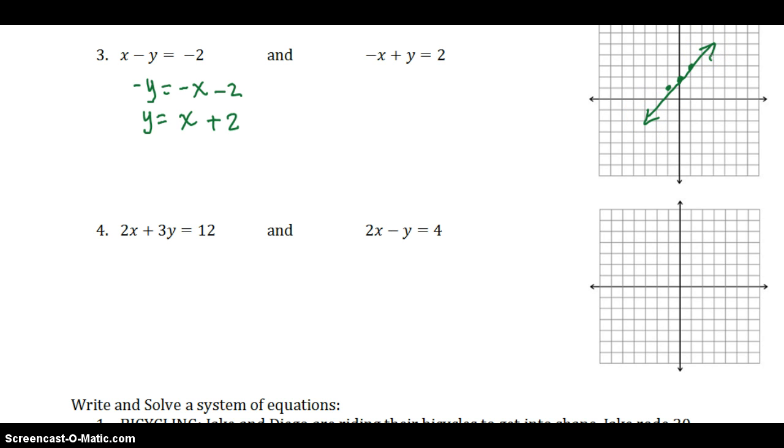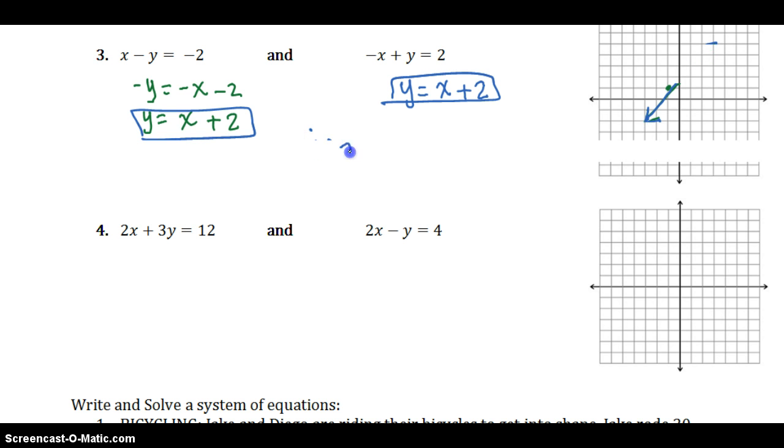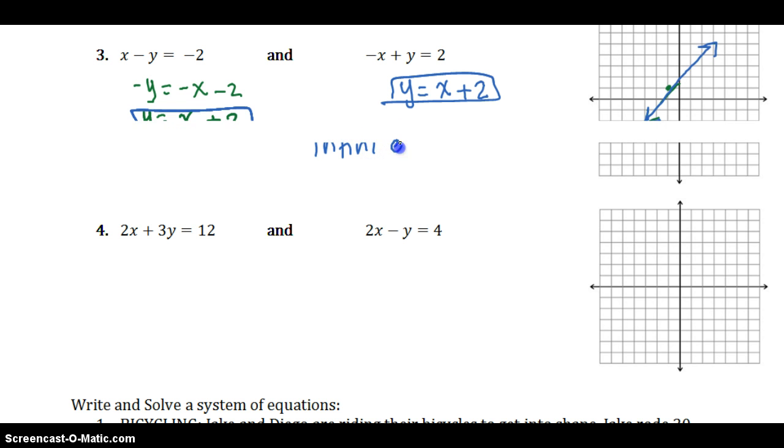That's okay. My next equation, I need to solve for y again. So I'll take my x to the other side. It becomes a positive x. And it's the exact same equation. So we already know that they're going to be the exact same line. So that means I have infinite solutions, which makes it consistent and dependent.